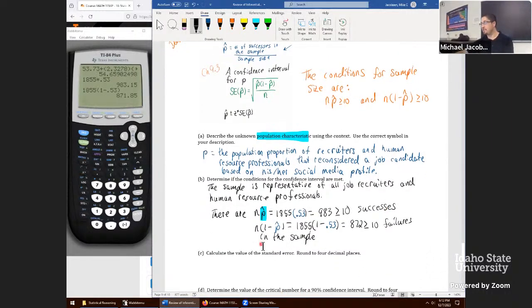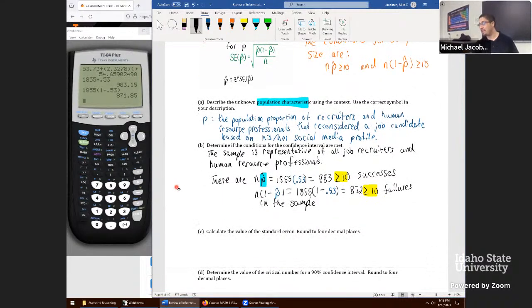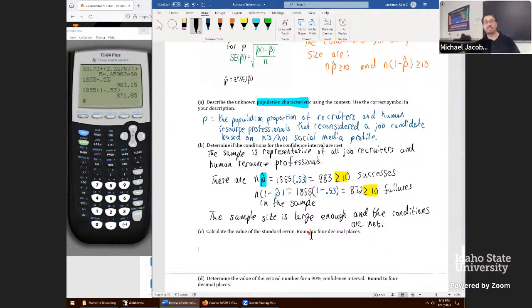So now we can make an overall conclusion. What we needed to show was this part and this part. If any one of those is below 10, then our sample size is not large enough. But here, the sample size is pretty huge, so we're probably in good shape. We'll say the sample size is large enough, and the conditions are met. So we're ready to go then and run through the rest of the confidence interval procedure.